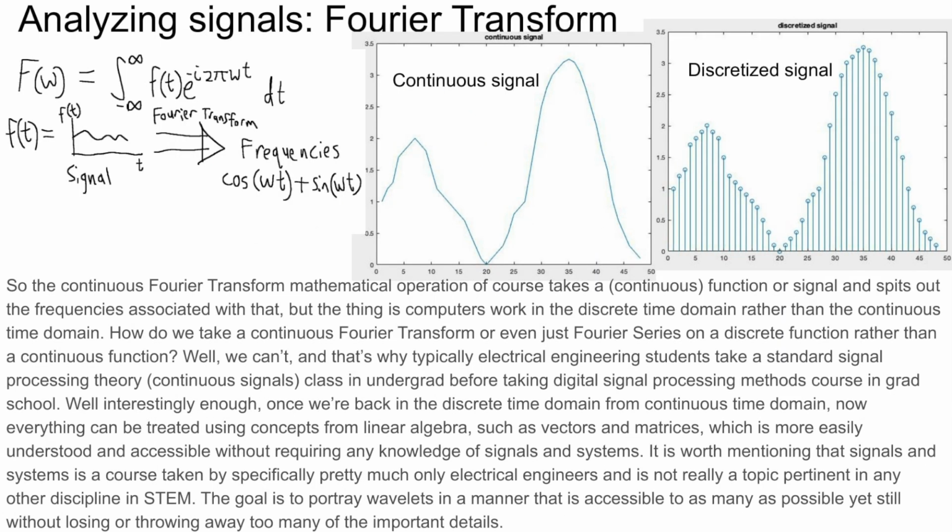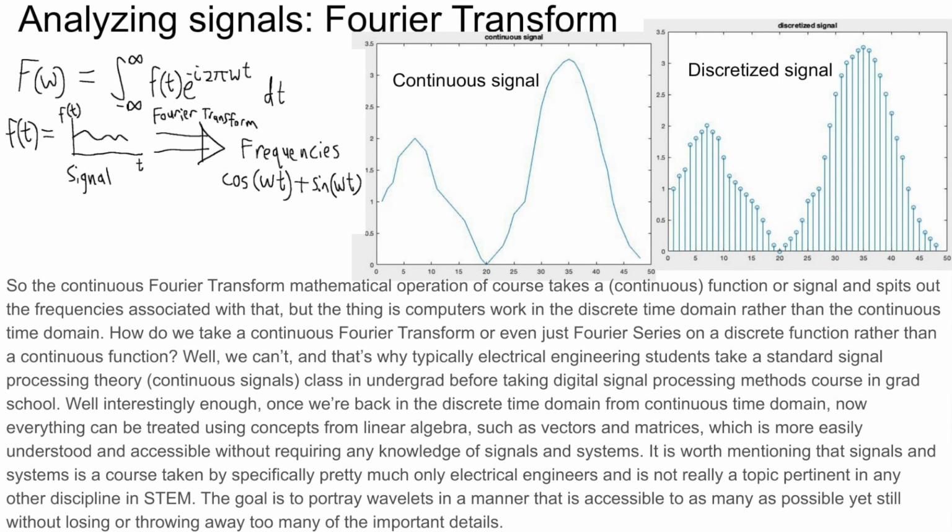So the continuous Fourier transform mathematical operation of course takes a continuous function or signal and spits out the frequencies associated with that. But the thing is, computers work in the discrete time domain rather than the continuous time domain. How do we take a continuous Fourier transform, or even just a Fourier series, on a discrete function rather than a continuous function? Well, we can't, and that's why typically electrical engineering students take a standard signal processing theory, continuous signals class in undergrad before taking a digital signal processing methods course in grad school.